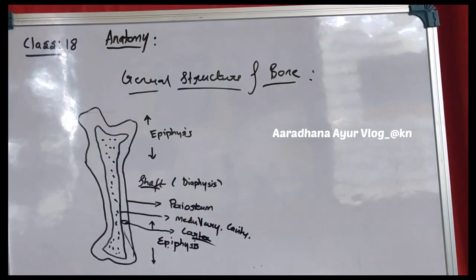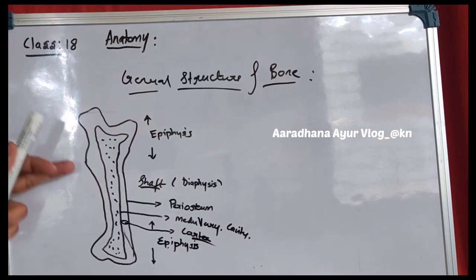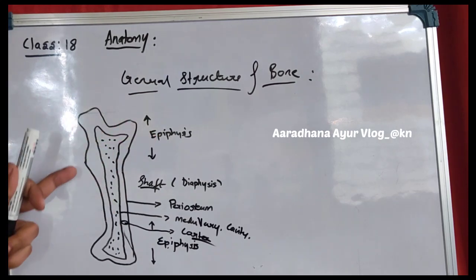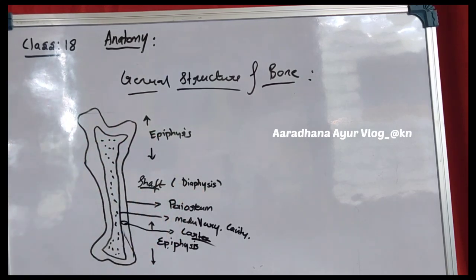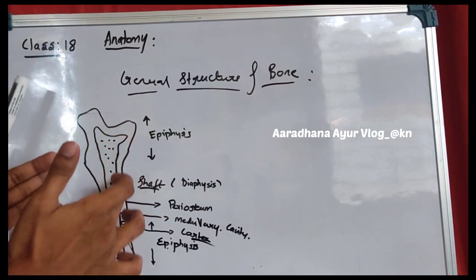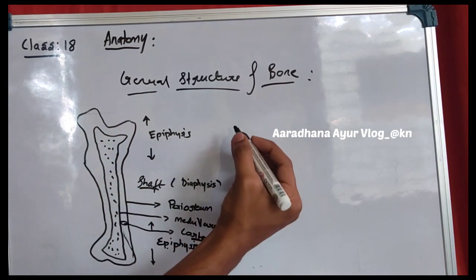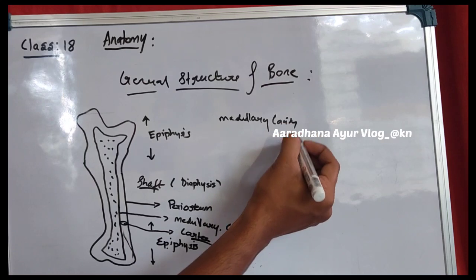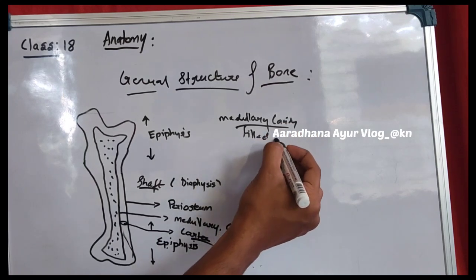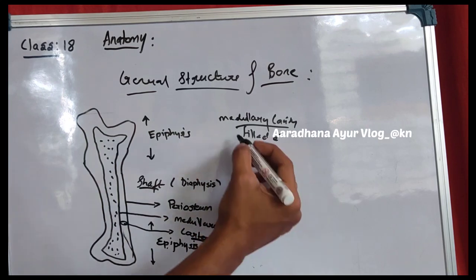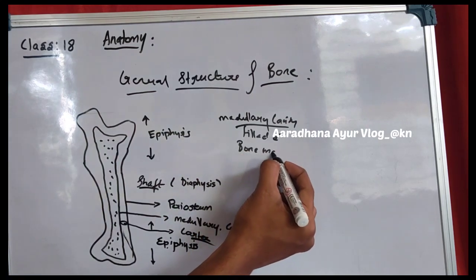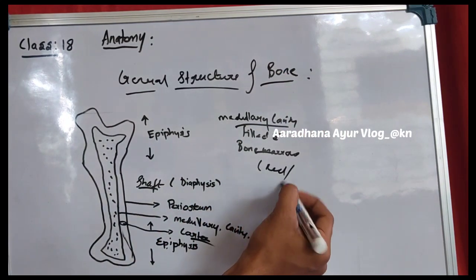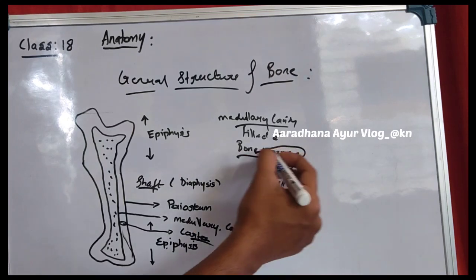This is very easy. First of all, the bone is divided into 3 regions: upper, lower and shaft. Both the ends are called epiphysis, the middle shaft portion is called diaphysis, and the inner one which you are seeing is the medullary cavity. This medullary cavity, filled with the dotted line you can see, is filled with bone marrow. It may be red or it may be yellow.